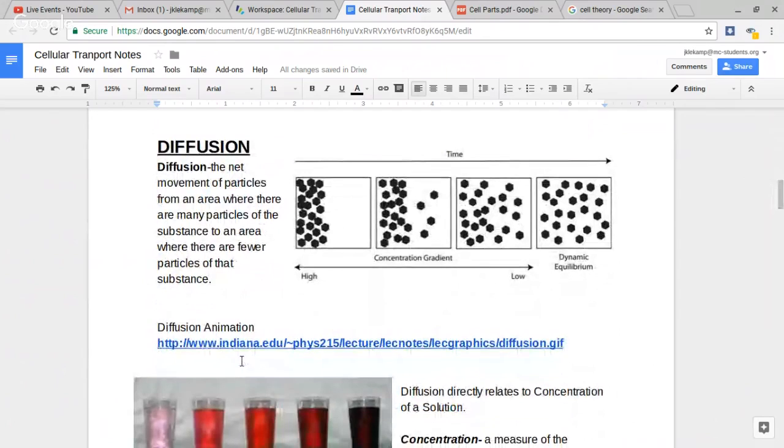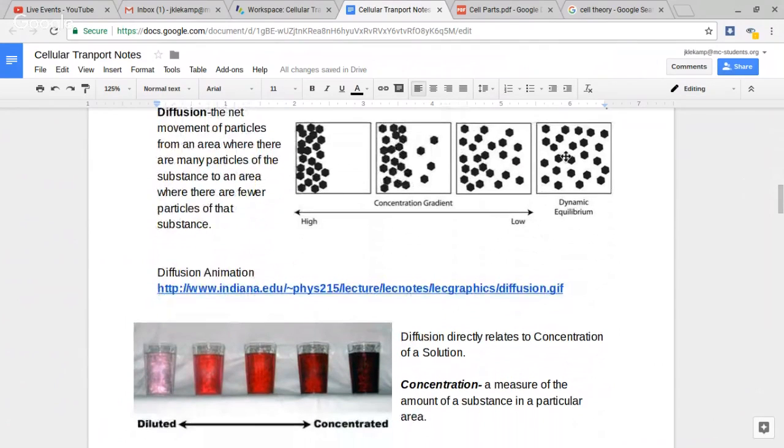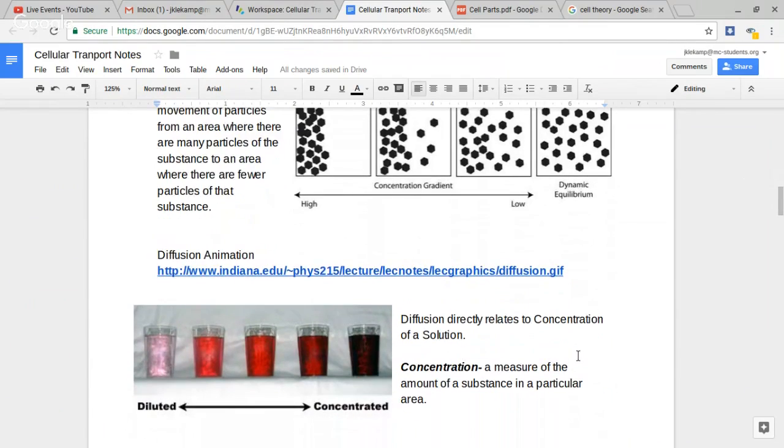Remember, diffusion is the net movement of particles, whether it be a solid or a gas, from an area of high concentration. So you can see right here on this image, an area of high concentration is going to go with the concentration gradient from high to low and spread out over time. And it's going to hit that dynamic equilibrium where you have it spread out equally or semi-equally throughout. When you're looking at these, you can hit on this link here, and that'll take you to an animation also.